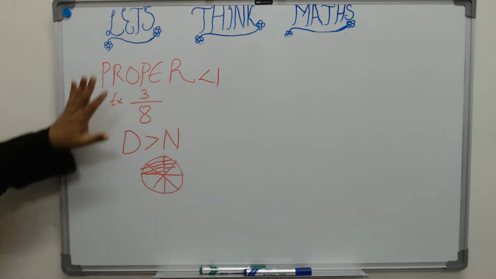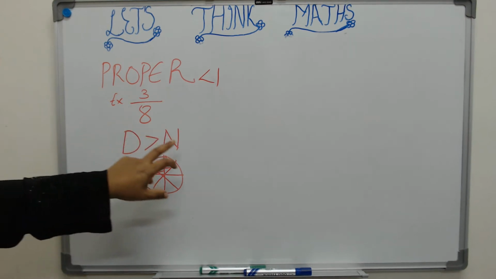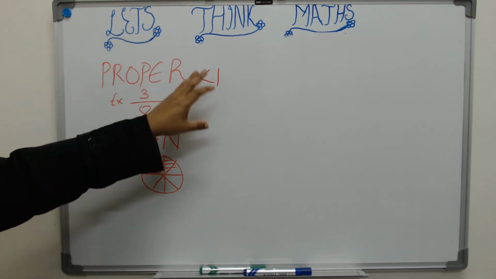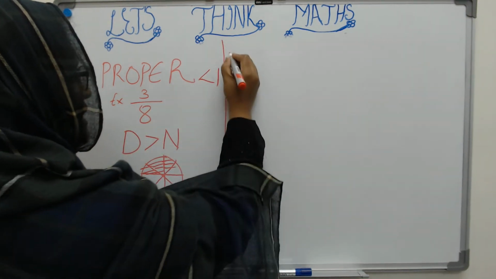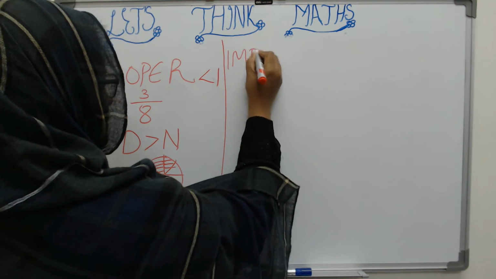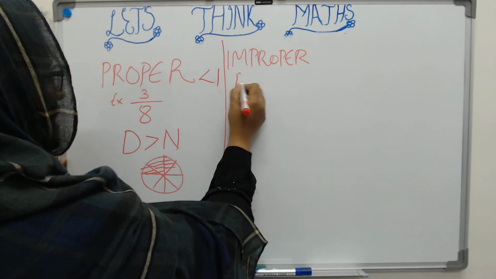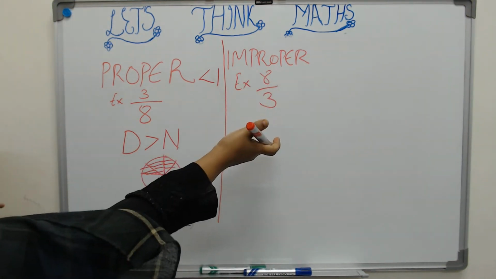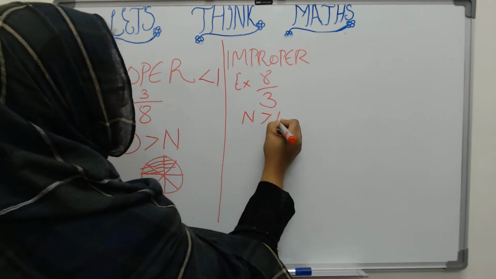So there are 2 properties. In a proper fraction, the denominator will always be greater than the numerator and the proper fraction will always be less than 1. Now the second type of fraction is called the improper fraction. That example is 8 by 3. And what do you see here? Here the numerator is the one which is greater.